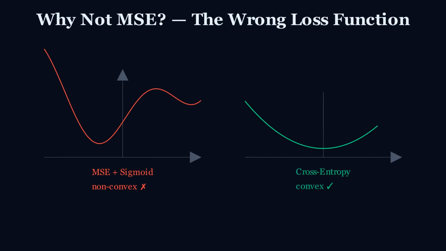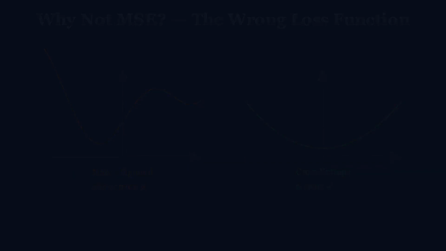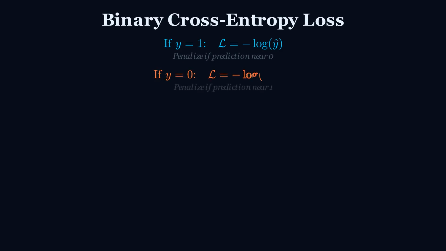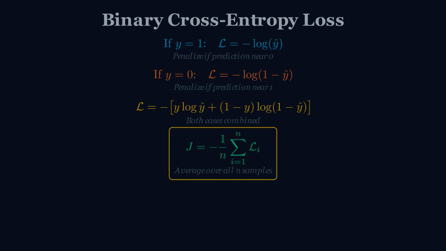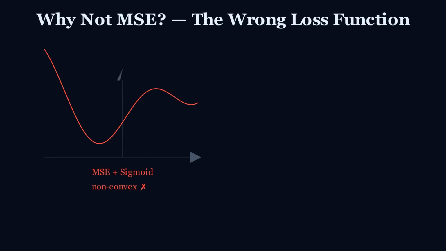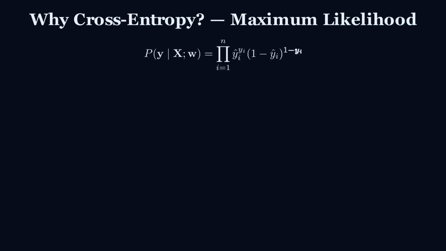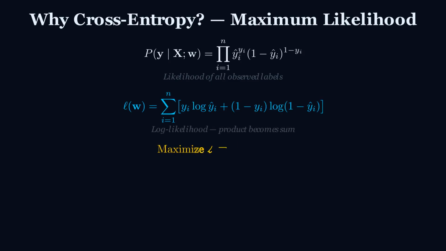J equals -1 over n times the sum of y times log y hat plus 1 minus y times log of 1 minus y hat. This is convex. Gradient descent is guaranteed to find the global minimum. Why is cross-entropy the right loss function? This is not arbitrary. It has a deep probabilistic justification.